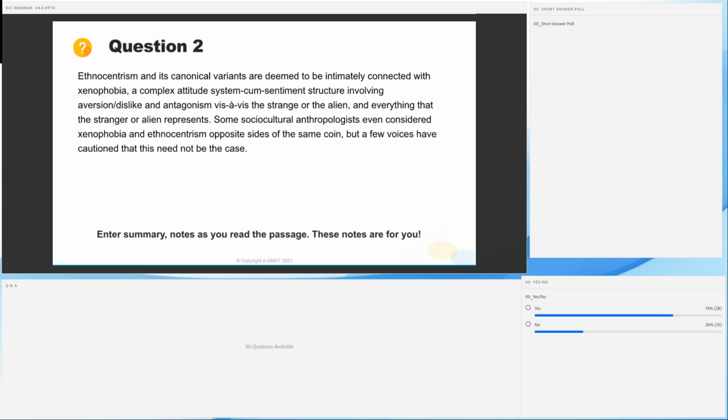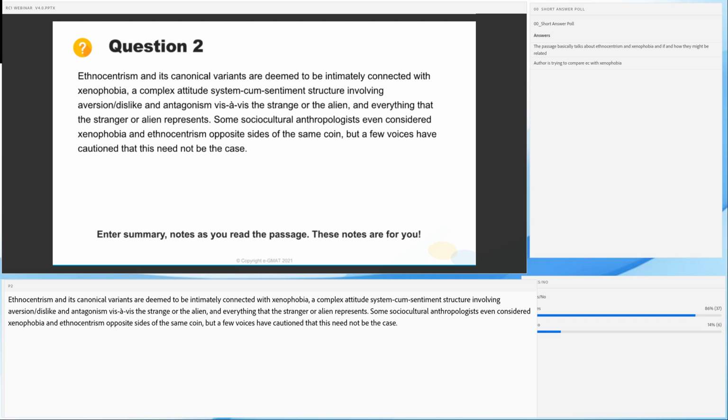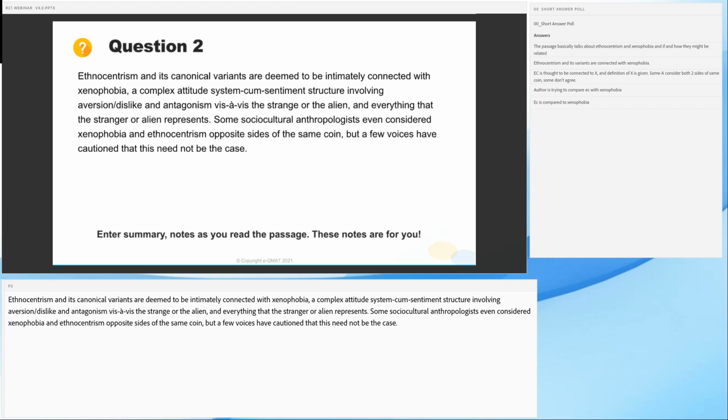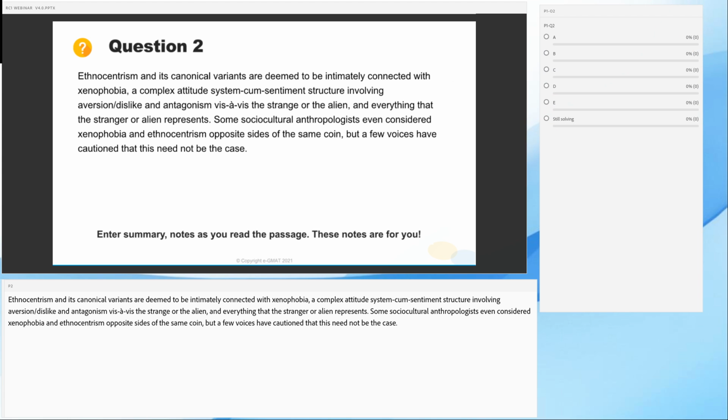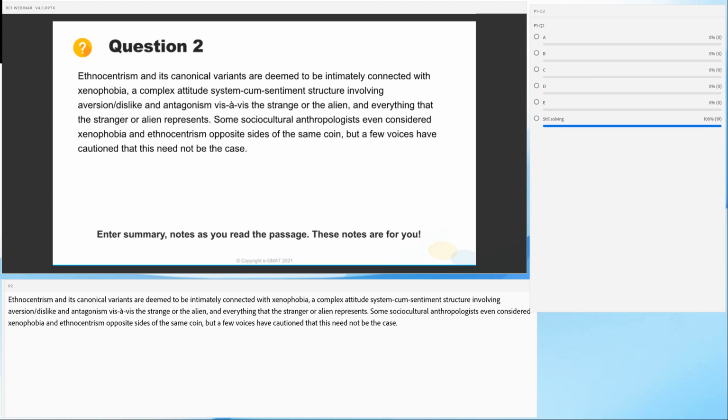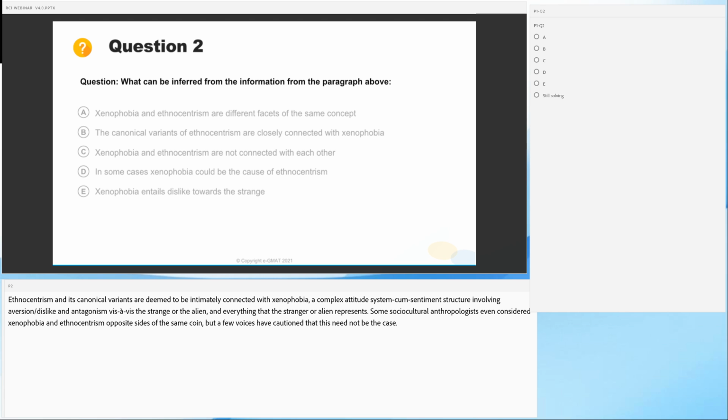All right, about 70% of you are done. I'm going to put in here the passage for your reference. I'm going to put in a poll question here. Okay, 3, 2, 1. Here is your poll question. You can choose still solving. About 20 people, if they choose still solving, that'd be great. Okay, remove broadcast results. Here is your question.